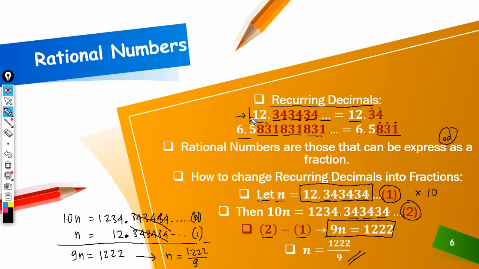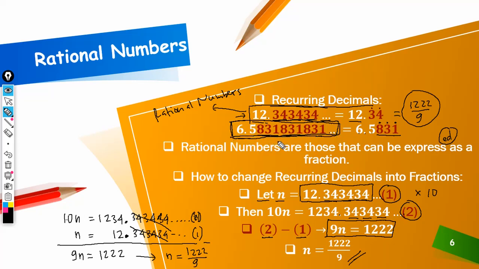Jadi pecahannya ini sama dengan 122 per 9. Now you can try to find the fraction of these recurring decimals. So if you can change it into a fraction, it means that this is a rational number. Now, can you prove if this is a rational number or not by finding the fraction of this number? Okay.